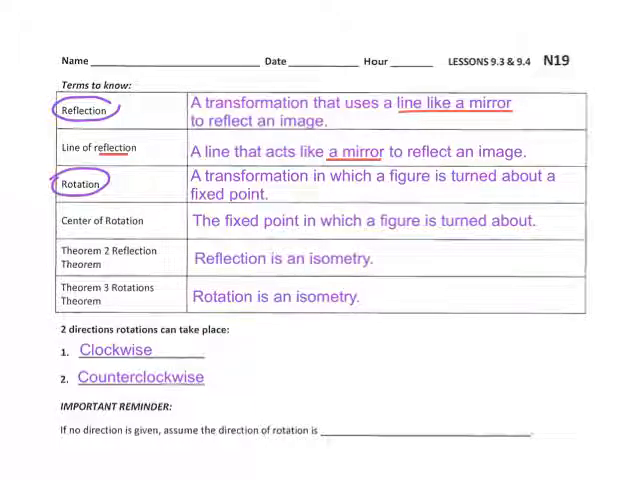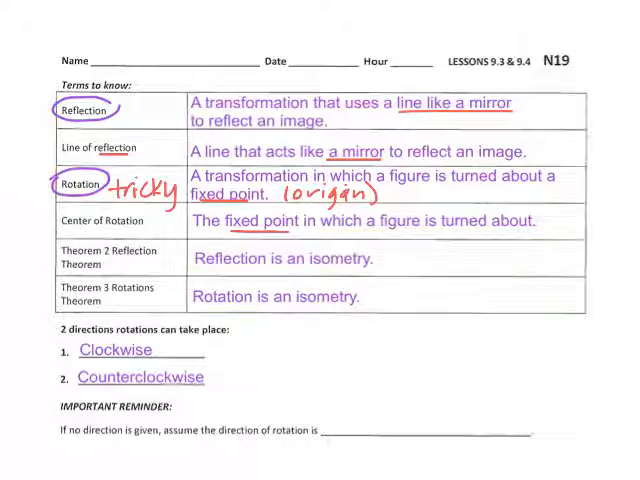And then with rotation, this is generally the one that most students think is the trickiest, and so you're going to have to pay close attention to how we do the rotation. Rotation is a transformation in which a figure is turned about a fixed point, and we're going to use the origin on the coordinate plane as our fixed point. So that's the center of rotation. That's the fixed point in which a figure is turned about.